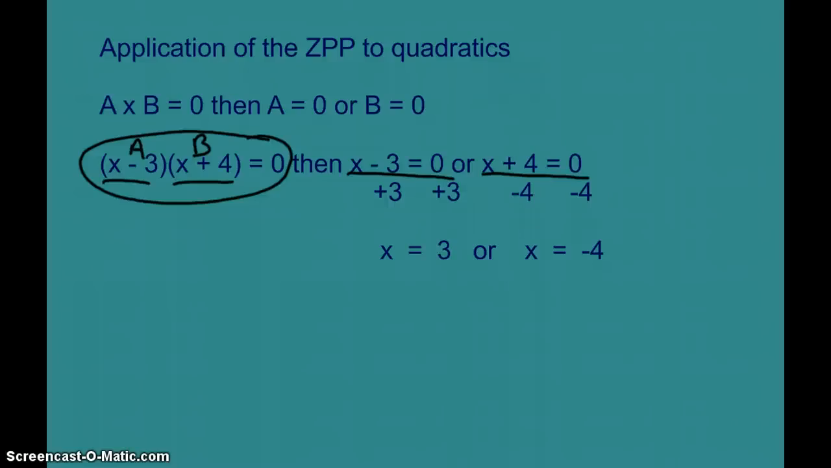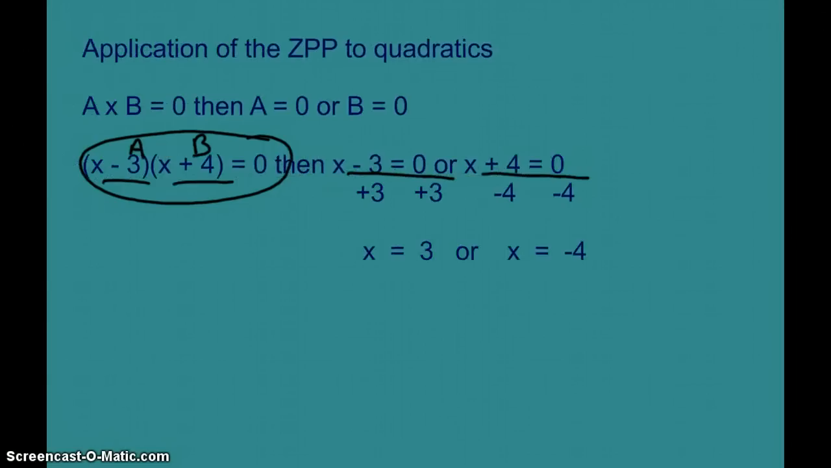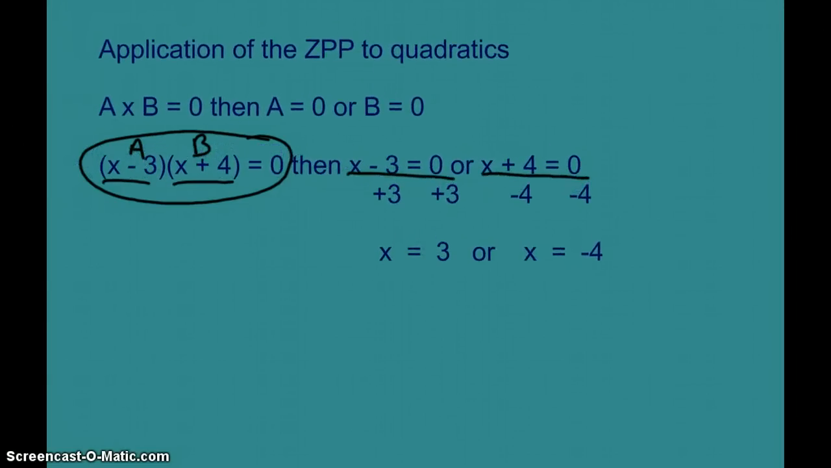Just like you remember from the square root method, we always get two solutions to a quadratic equation. Just, when we use the zero product property, we're not always going to get a plus or minus situation. We're going to get two distinct solutions. When I solve x minus 3 equals 0, I simply add 3 to both sides, giving me x equals 3. Or I take x plus 4 equals 0 and subtract 4 from both sides, giving me x equals negative 4. So those are my two possible solutions. x could be 3 or x could be negative 4.